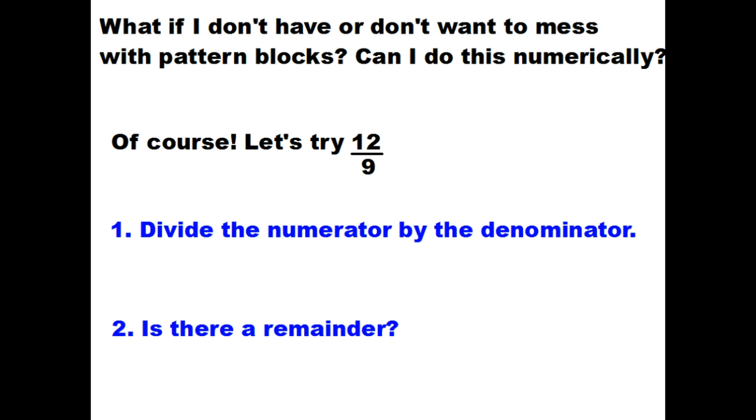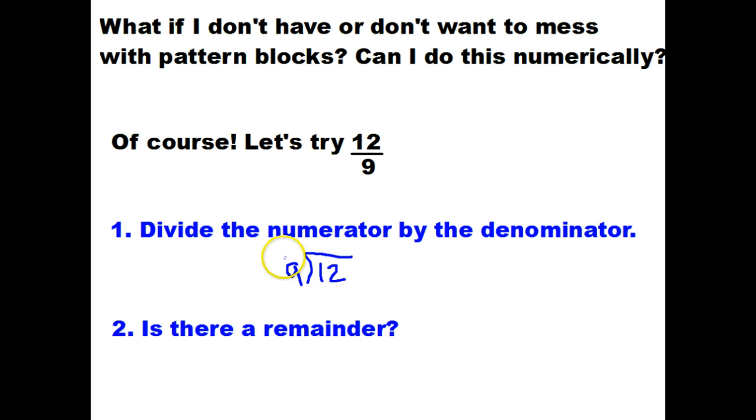What if I don't have pattern blocks, or I just don't want to fool with them? Can this be done numerically? Well, of course it can. Let's try 12/9 and turn that into a mixed fraction. So the first step is to divide the numerator by the denominator. Why? Well, if you remember, division is repeated subtraction. And if 9 is a whole, I want to know how many wholes I can pull out of this. So first thing I'm going to do is divide my numerator, which is 12, by my denominator, which is 9.